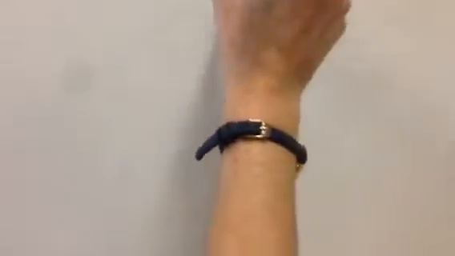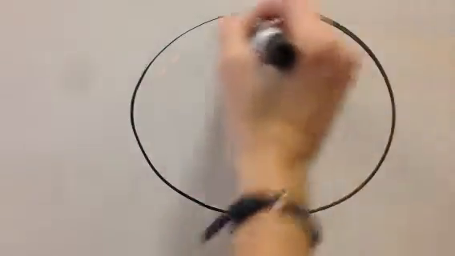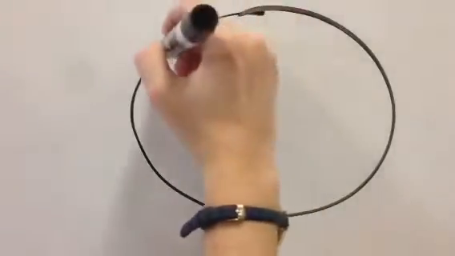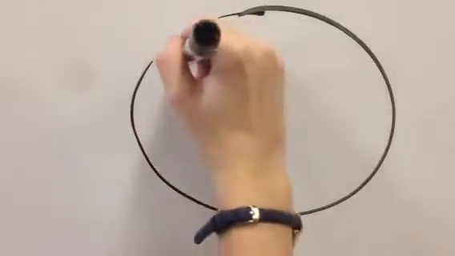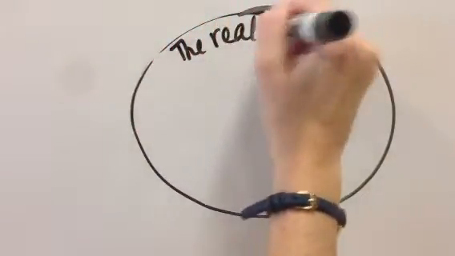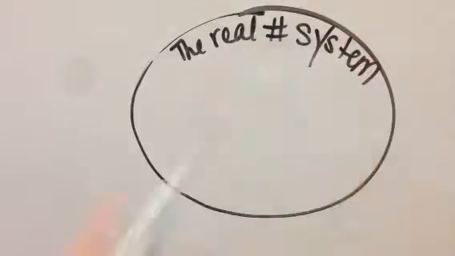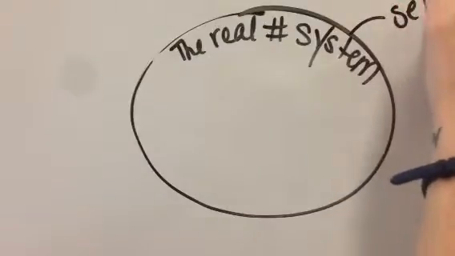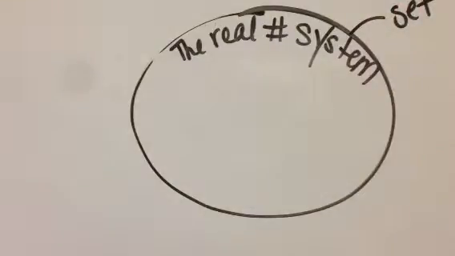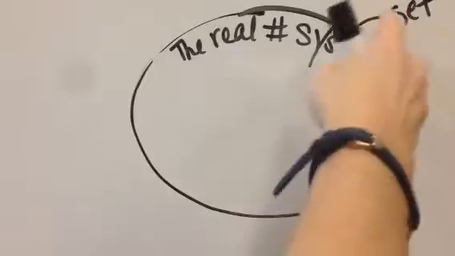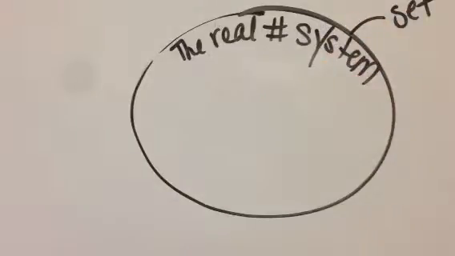Okay, so in your journals, in your notes section, I'd like you to draw this diagram with me. You're going to draw a large circle. This circle represents the real number system. For today's lesson, obviously, we're not going to be talking about dogs. The set that we're talking about today is the real number system. That is our set. If you want to label it, go ahead. I always like to label things so that I know when I go back to study what exactly that was.